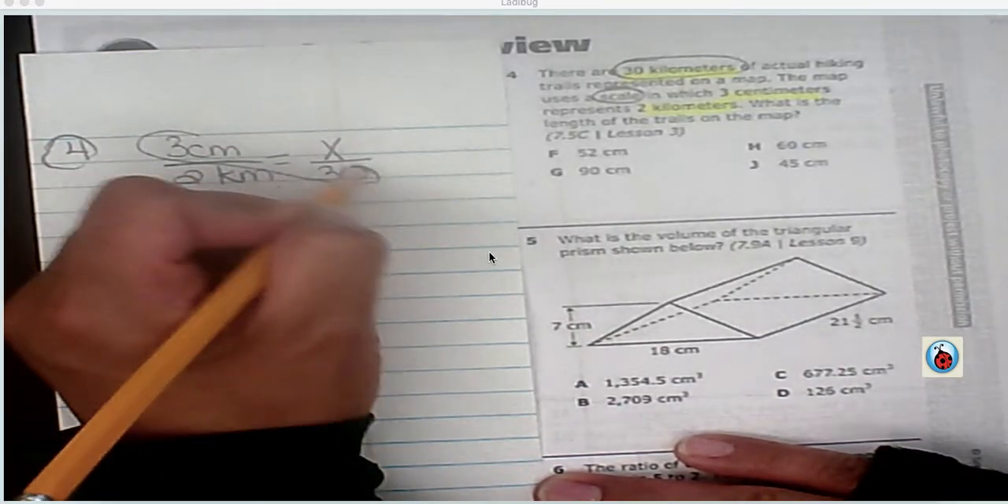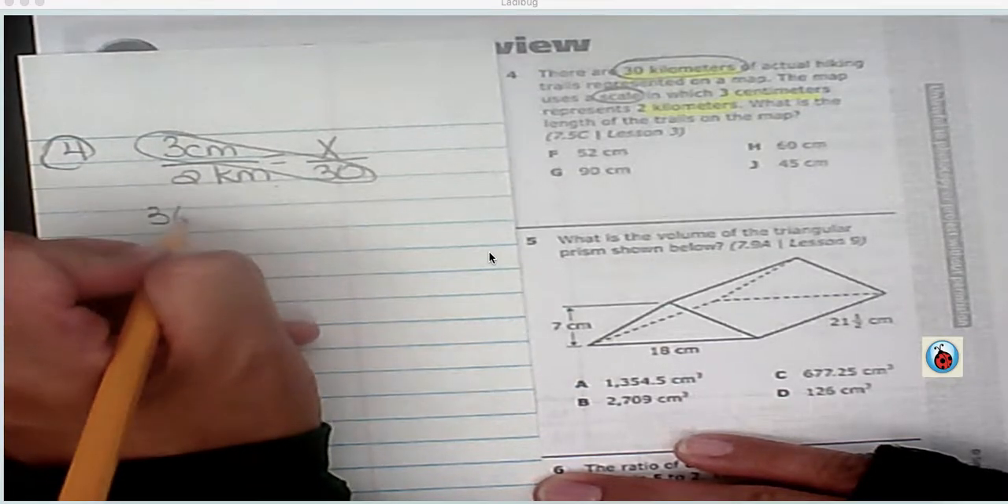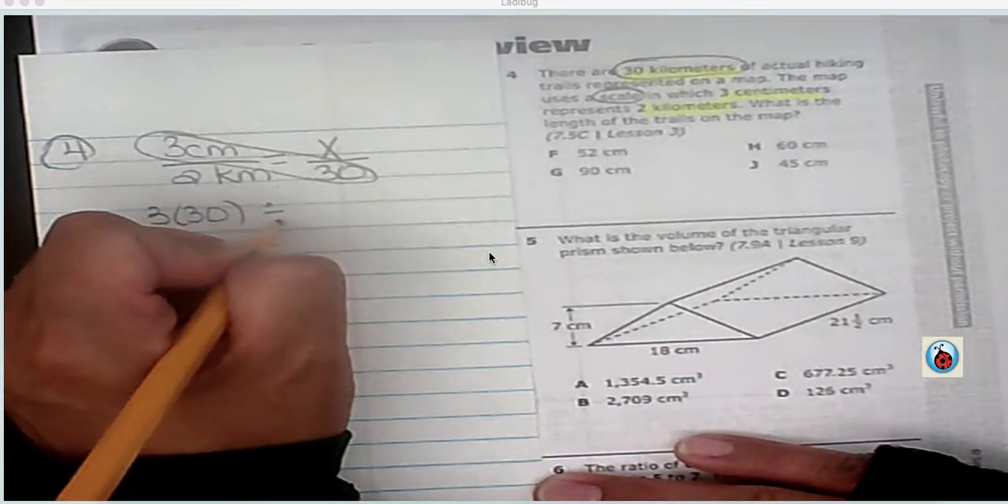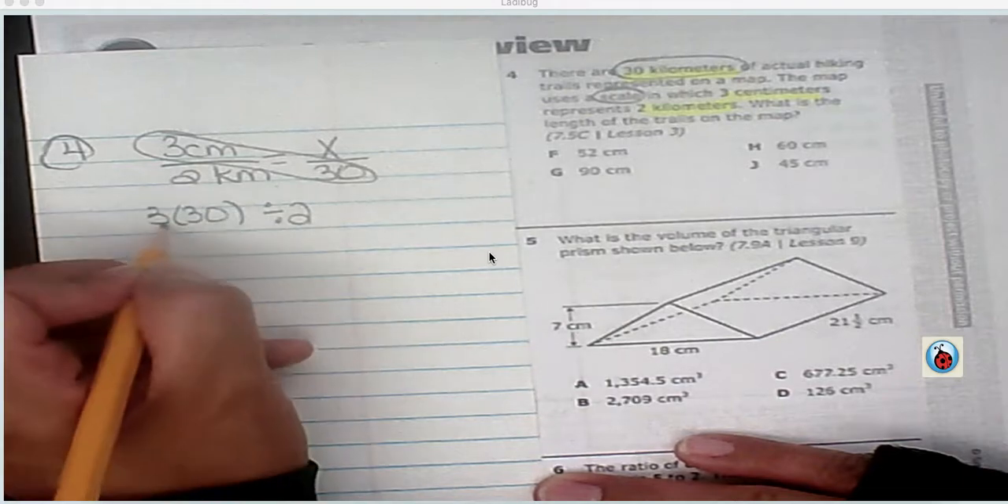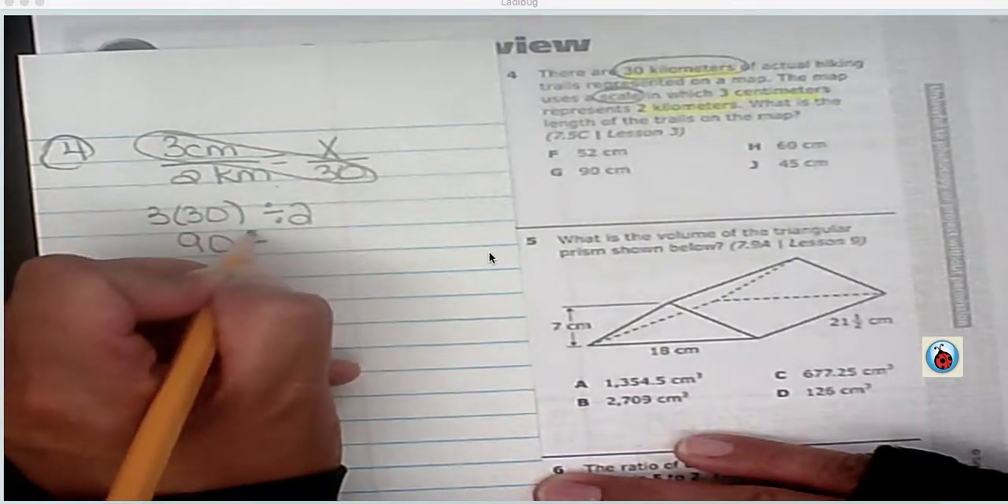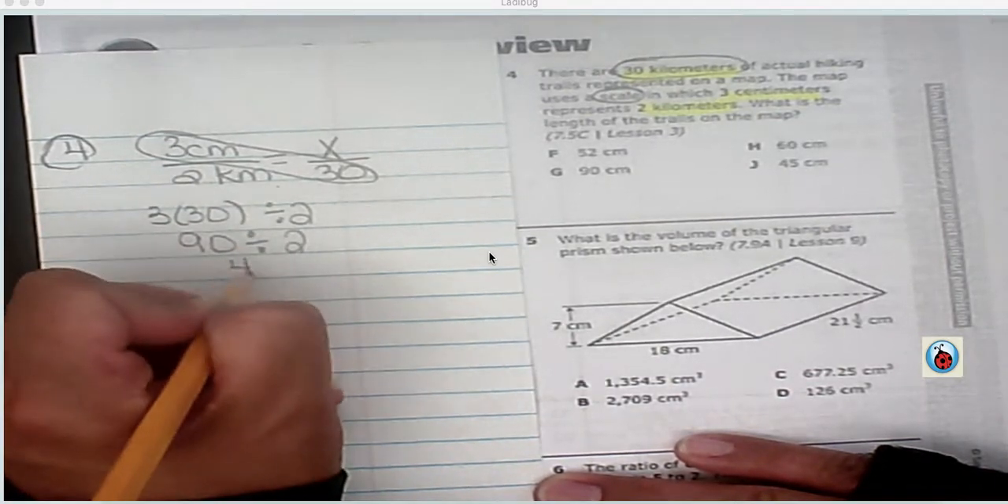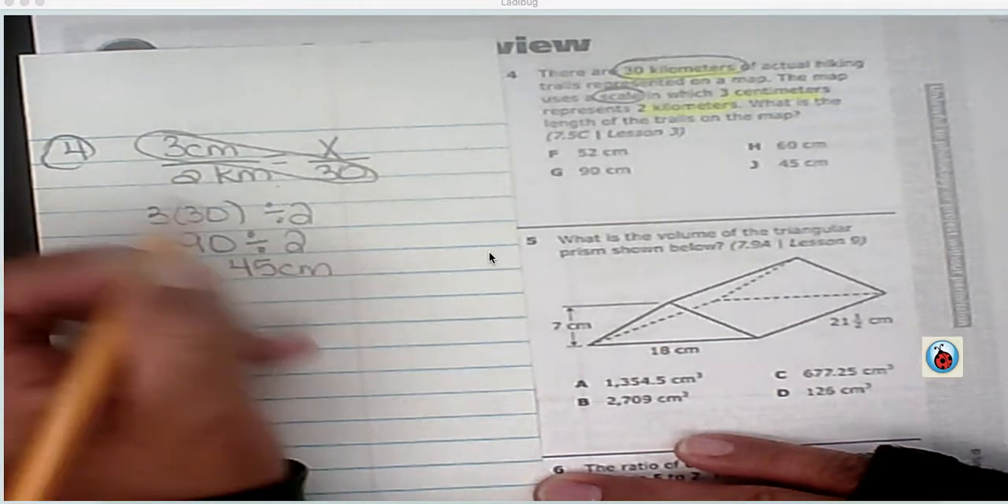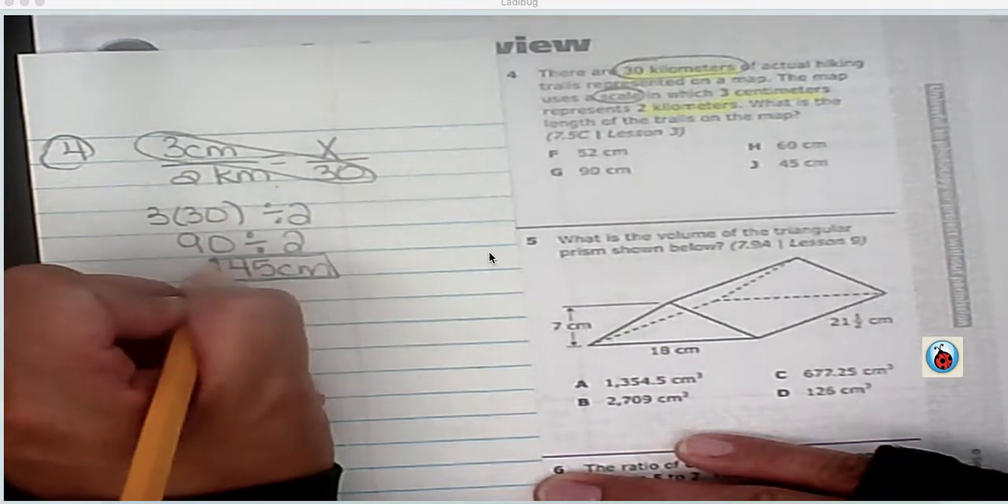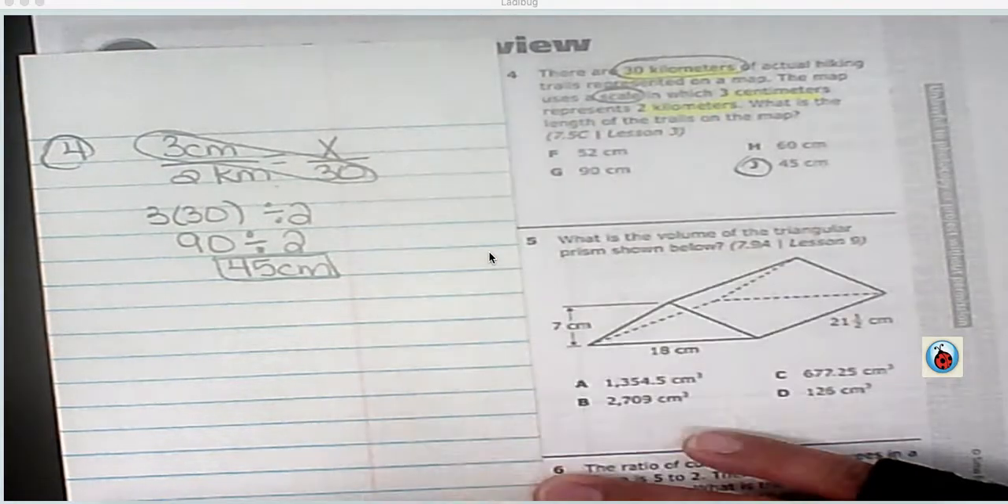You can do cross product, 3 times 30, and then we're going to divide that by 2. 3 times 30 is 90, divided by 2, that's going to give us 45. So the length on the map is 45 centimeters. Proportion.